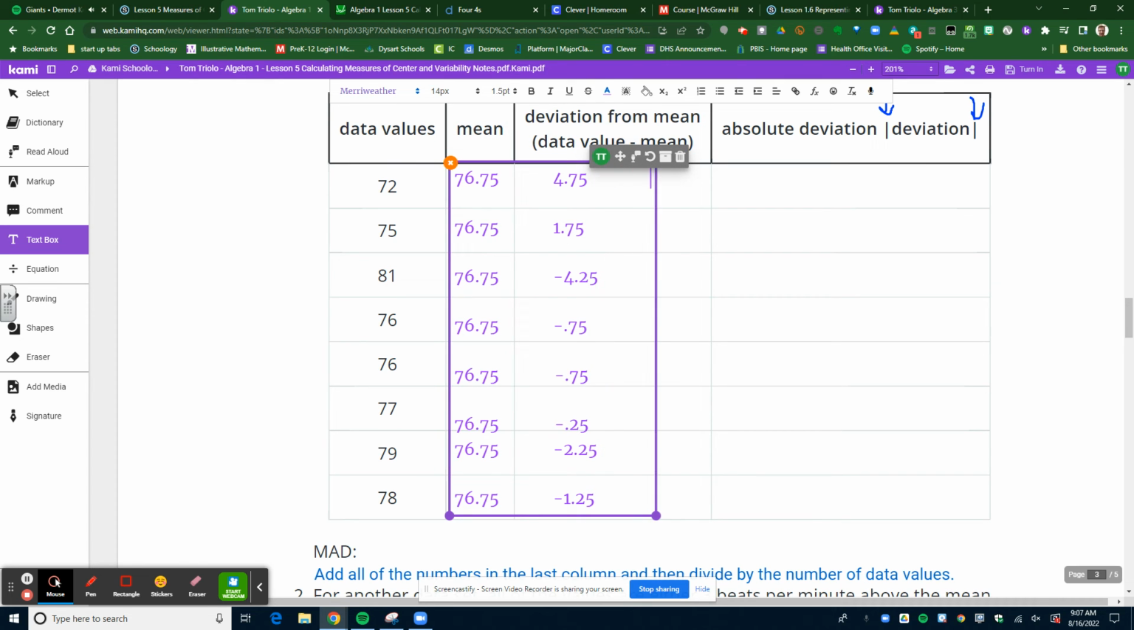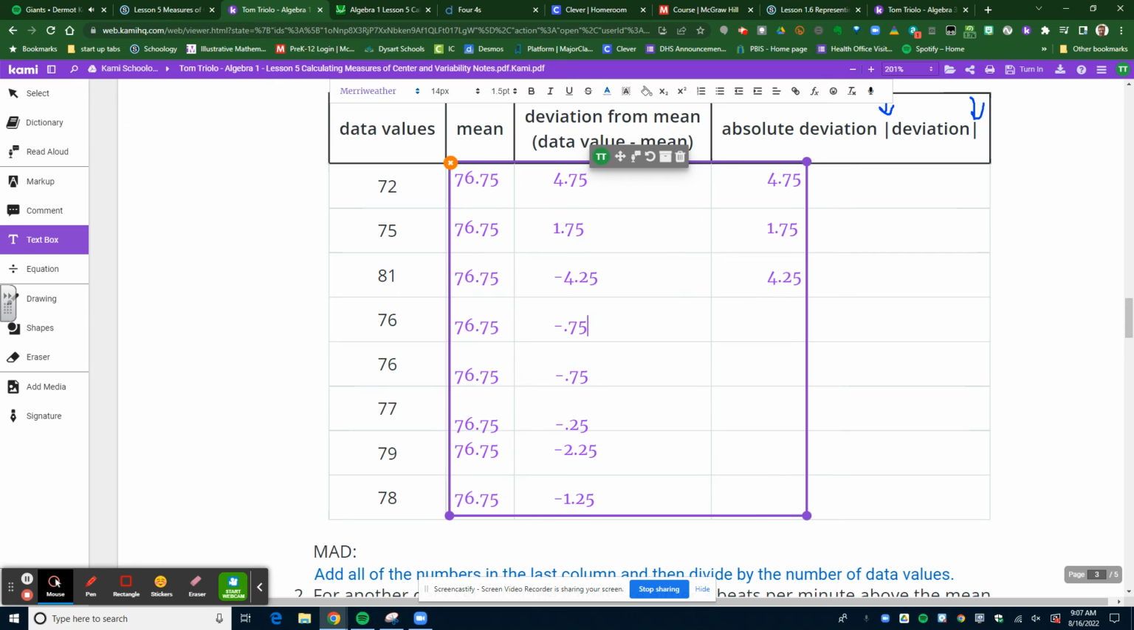So tab over. 4.75. Down arrow, tab over. 4.75. Down arrow, tab over. 1.75. Tab over. 4.25. So this is the easy part here.